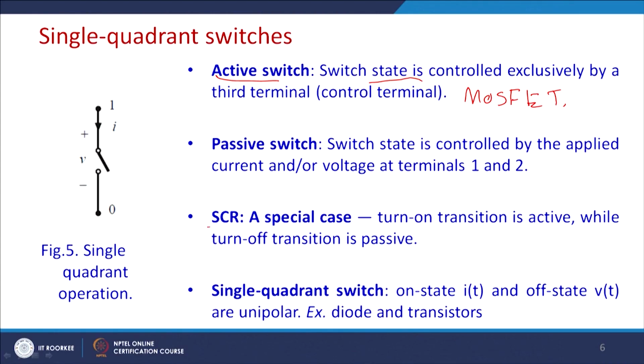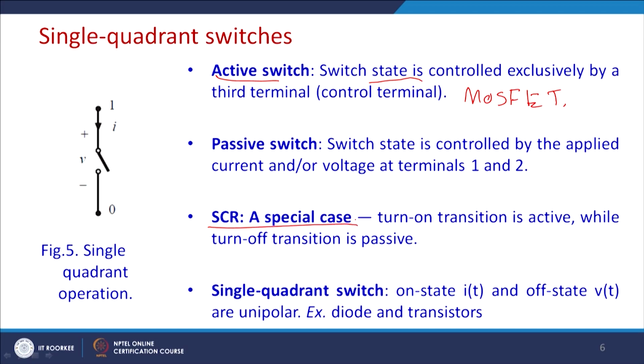So, for this reason these are semi-controlled or semi-active switches. In the same way, a passive switch is basically a mechanical switch, and the current will flow in whichever direction we control. So, SCR is a special case: it is a semi-controlled switch, and the turn on of the transistor is an active transition, while the turn off transition is passive.